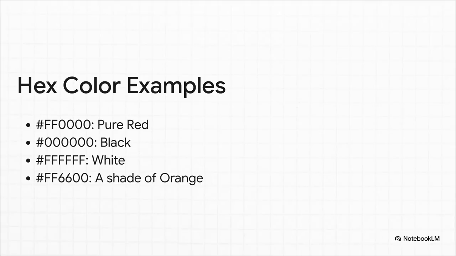So let's look at how this works in practice. A code like hashtag FF0000 means maximum red, but 0 green and blue, giving you pure bright red. On the other hand, hashtag 000000 means no light at all, which is black. And if you turn all the colors up to their maximum value, hashtag FFFFFF, you get pure white. It's a beautifully logical system.